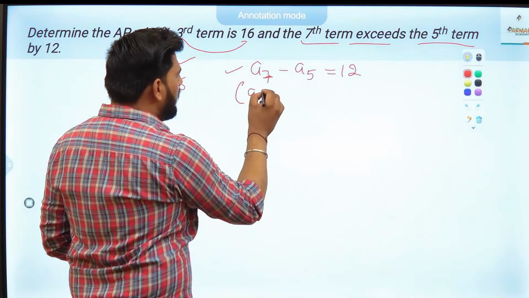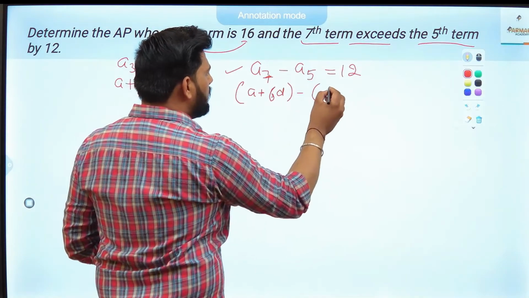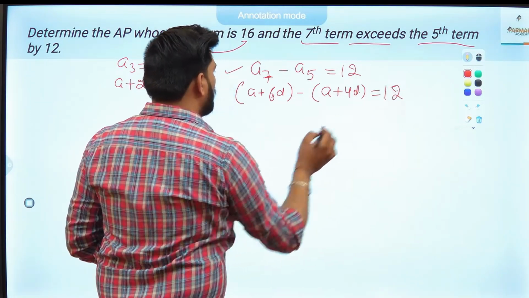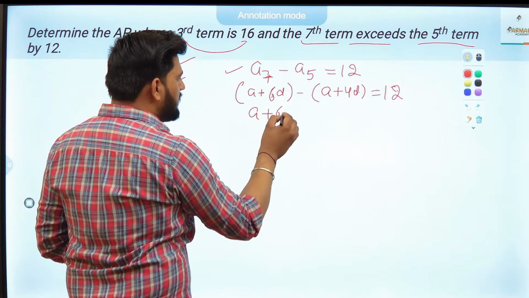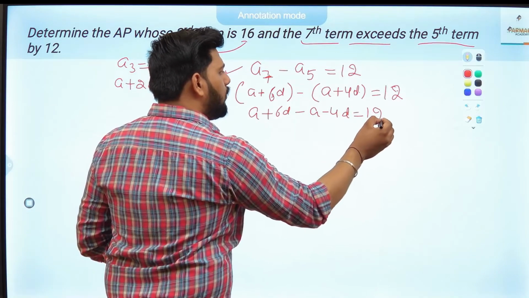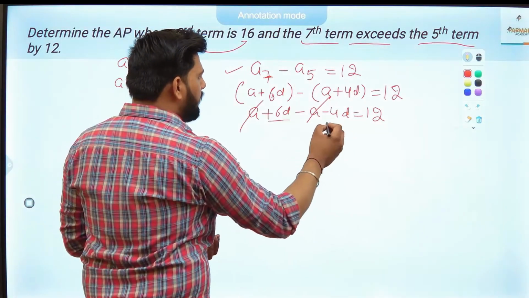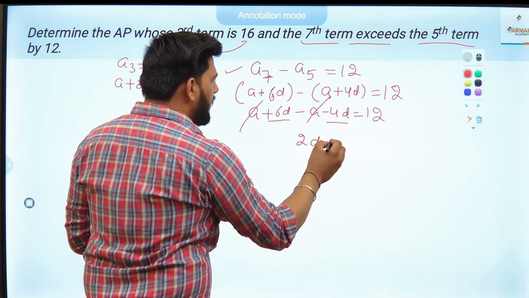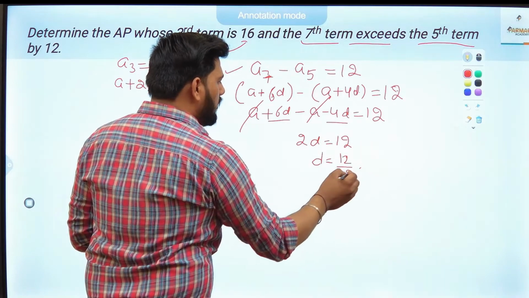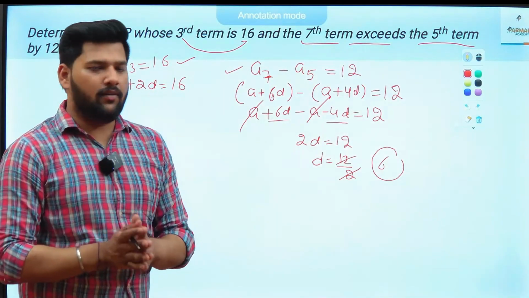Simply this is A plus 6 times D minus the fifth term, that is A plus 4 times the difference, is equal to 12. Now this is A plus 6D minus A minus 4D is equal to 12. Plus A and minus A get cancelled out. 6 times positive D, 4 times negative D, that is 2 times D is equal to 12. So put the value, 12 upon 2 is equal to 6. So this is the value of D, that is the common difference is 6 here for this question.